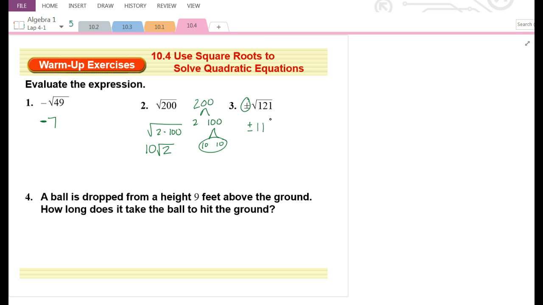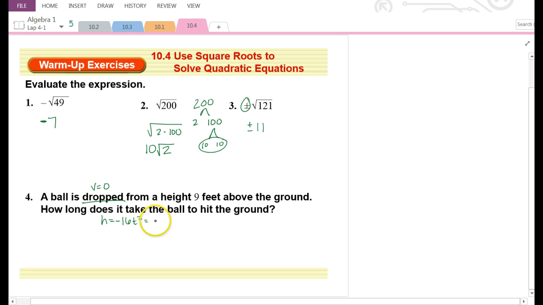So a ball is dropped from a height of 9 feet. So remember, dropped means velocity is 0 above the ground. How long does it take to hit the ground? Well, when I'm using my equation, h equals negative 16t squared plus vt plus s. V is 0 because it's dropped and my starting height is 9, and I'm looking for it to hit the ground, so h is 0. So 0 equals negative 16 t squared plus 9.